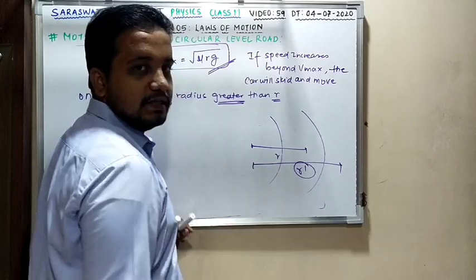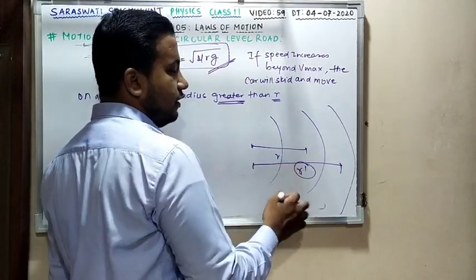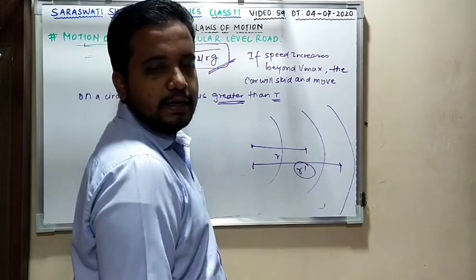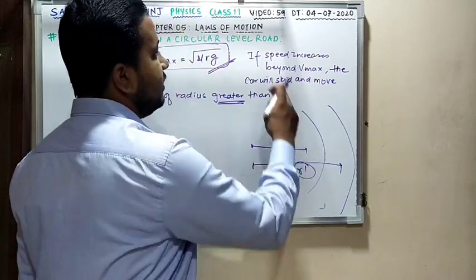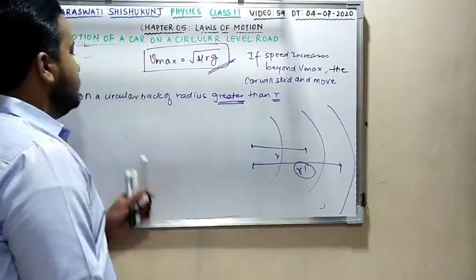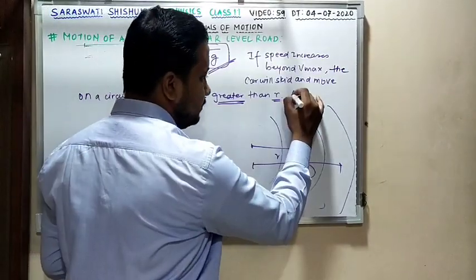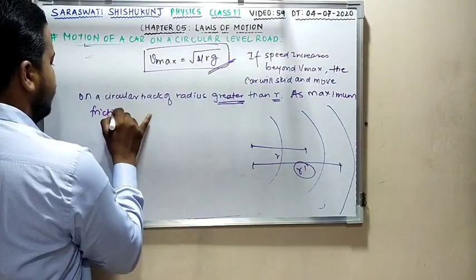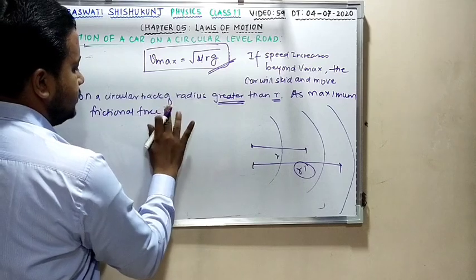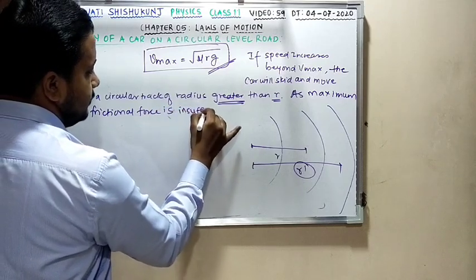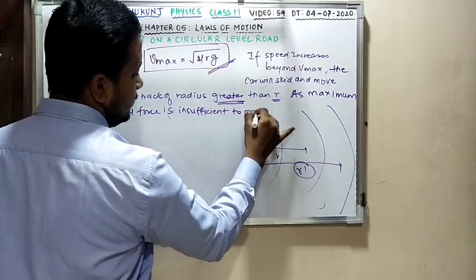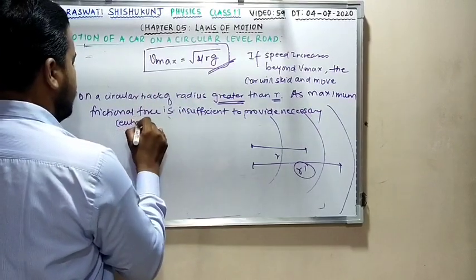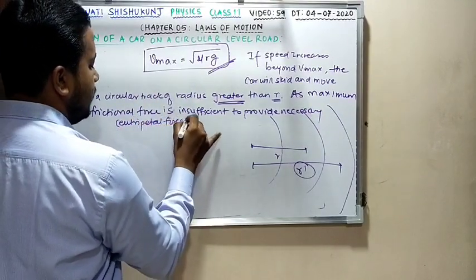So it will move off the road. It is going to move on a circular track with a radius greater than r, moving away from the center, or skidding. So if the speed increases beyond Vmax, the car will skid and move on a circular track of radius greater than r, as the maximum frictional force is insufficient to provide the necessary centripetal force. Is this clear?